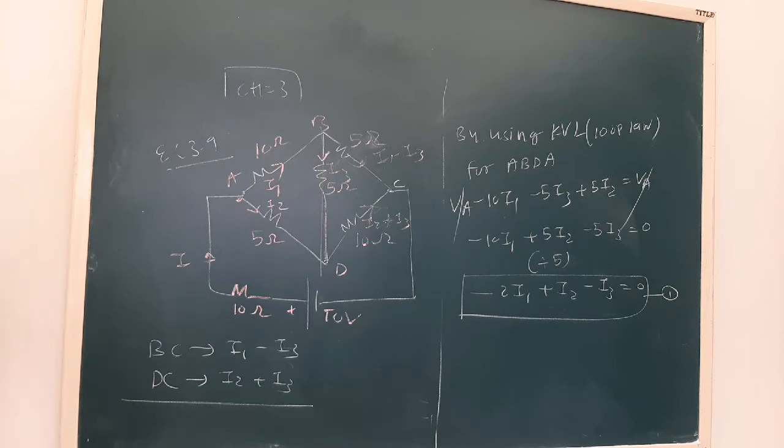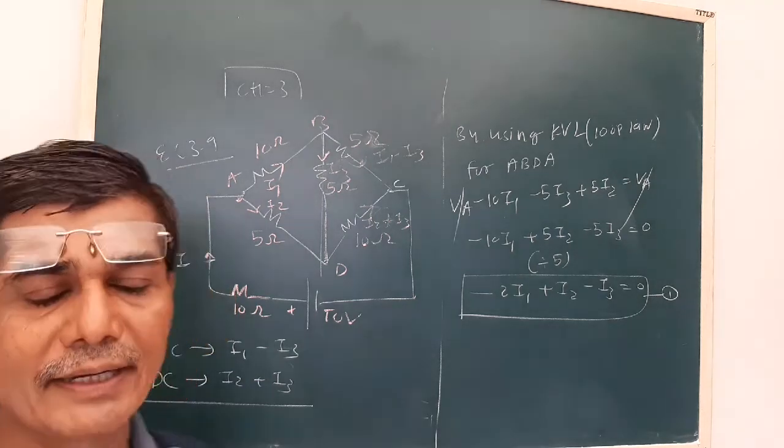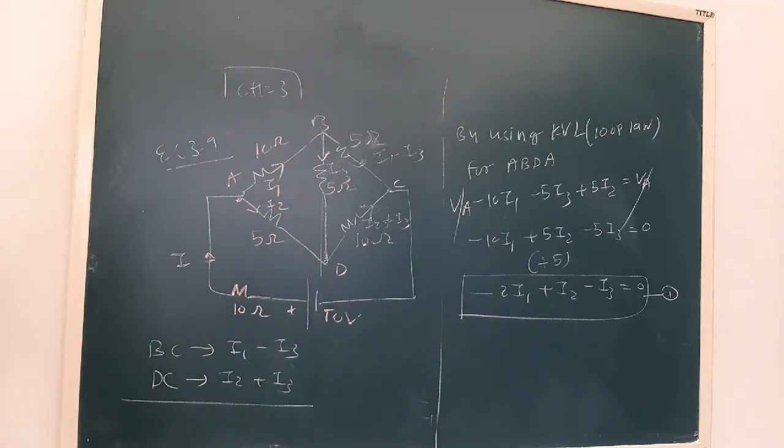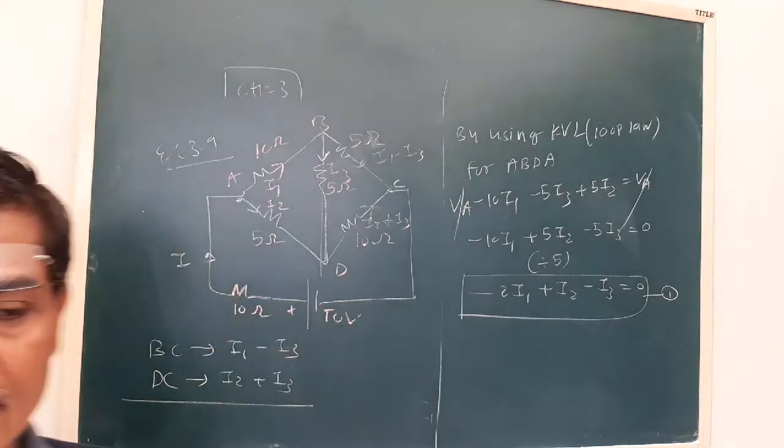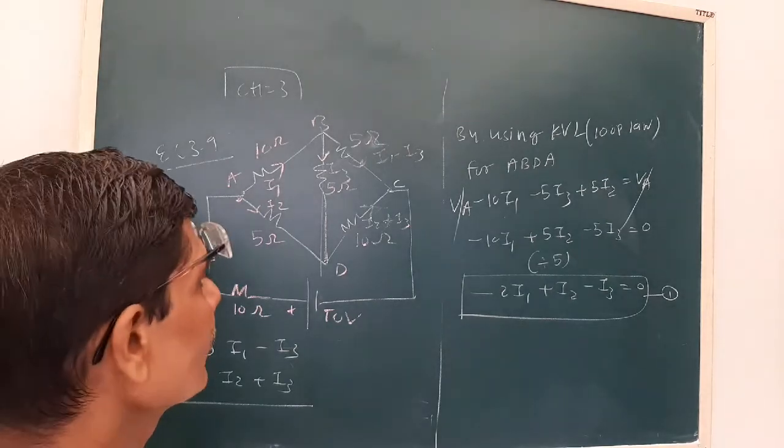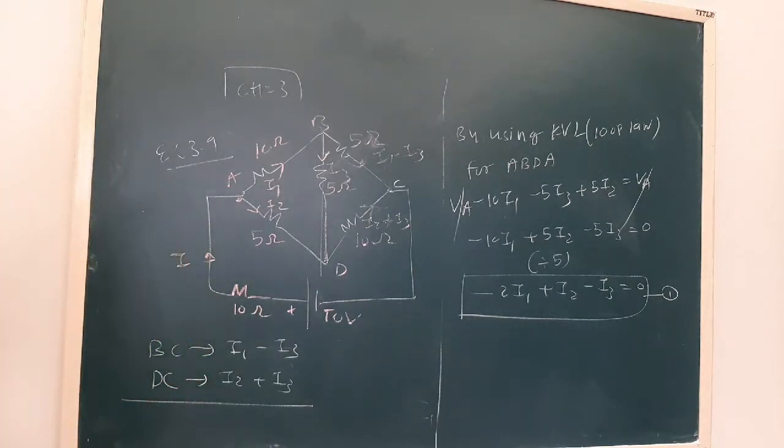Now, a simple thing we have to keep in mind: whatever the number of unknowns, here we have three unknowns, I1, I2 and I3, so we should have three equations. So this is the first equation. We have taken the loop ABDA.